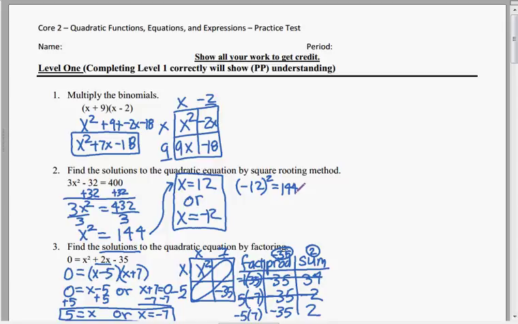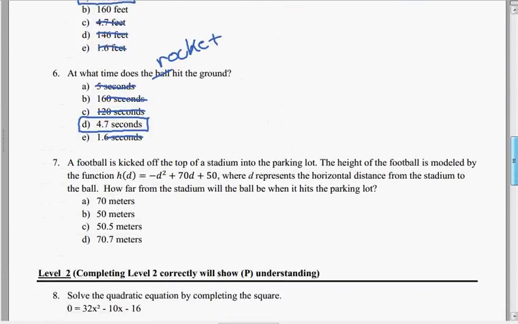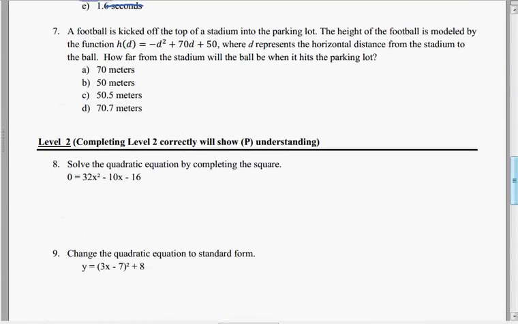This is a Core 2 video for our practice exam for quadratic functions, equations, and expressions. This is the third video, problems 7 through 11.